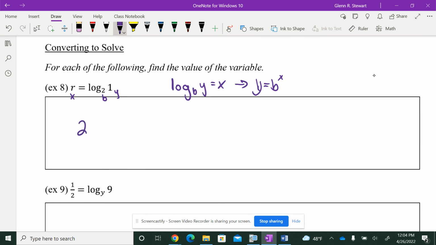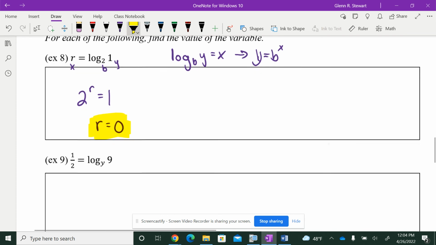So 2 to the r is equal to 1. And hopefully you guys know that any number to the what power gives you 1? 0. Good. So in this case, r is going to be equal to 0. Again, anything to the what power will give you 1? That's going to be anything to the 0 power.